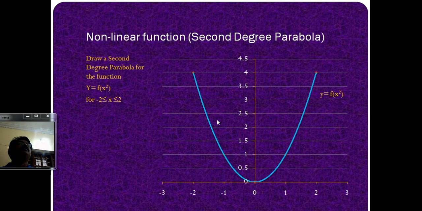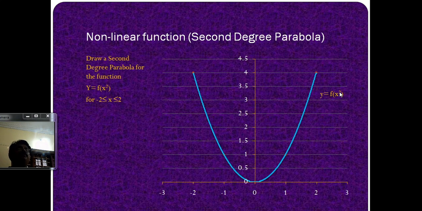So join these points with a curve. This is a curve which in mathematics is called a second degree parabola. This is a second degree parabola. So this is the way that you are representing a non-linear function.